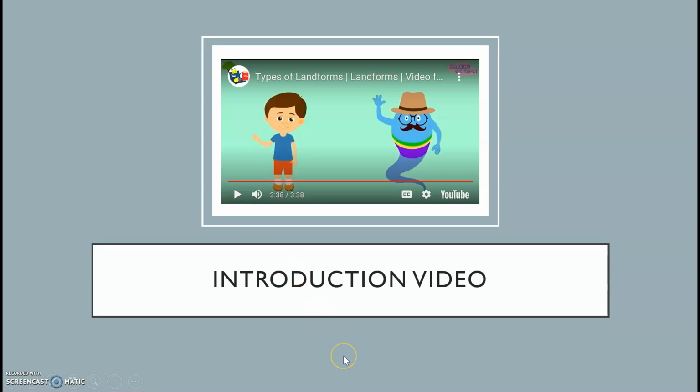Okay, so after watching that video, Jack was right. There are different types of landforms. So we talked about a few during that video. Can anyone raise your hand and tell me a type of landform that was mentioned in our video?